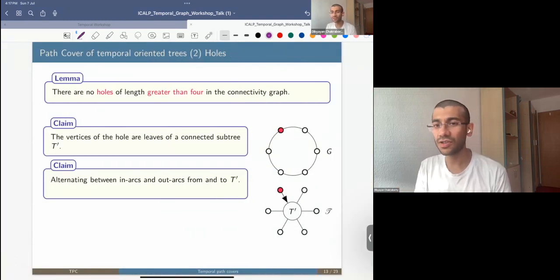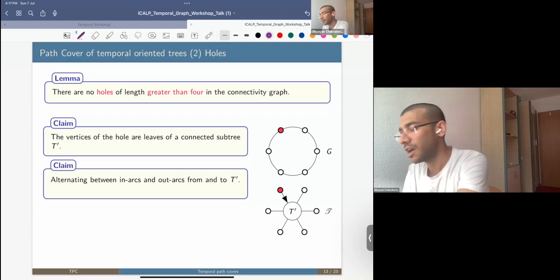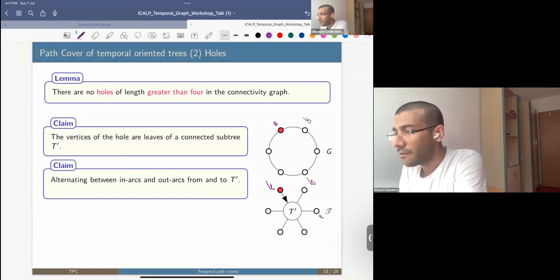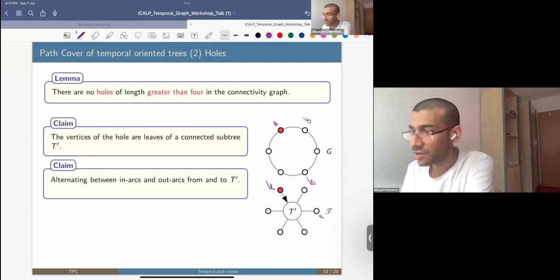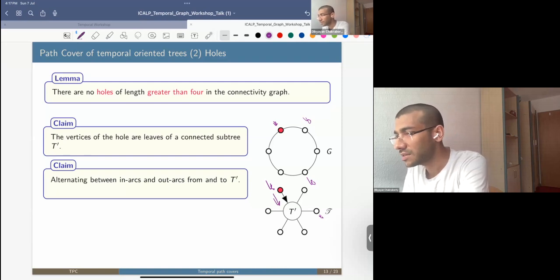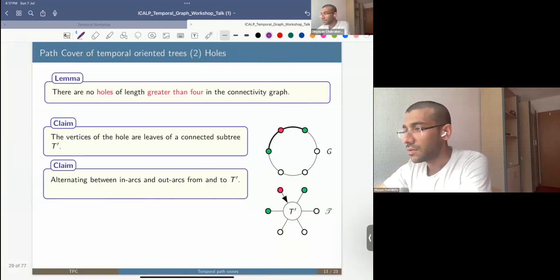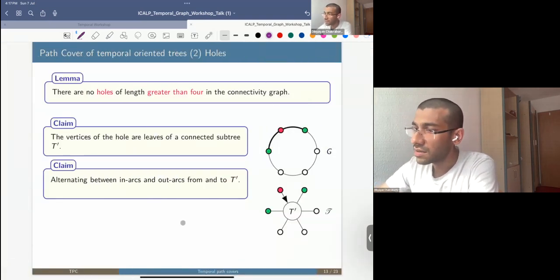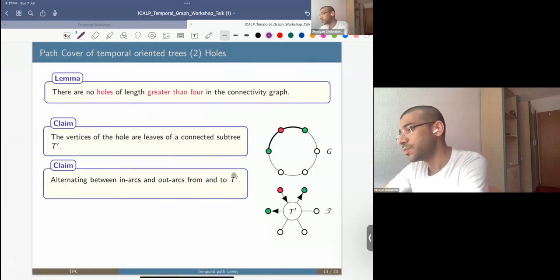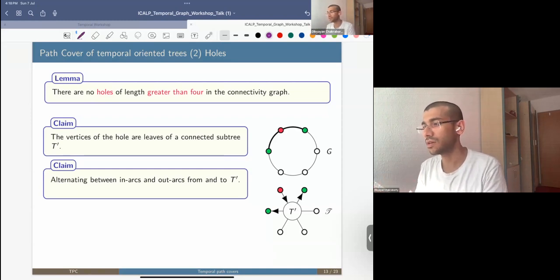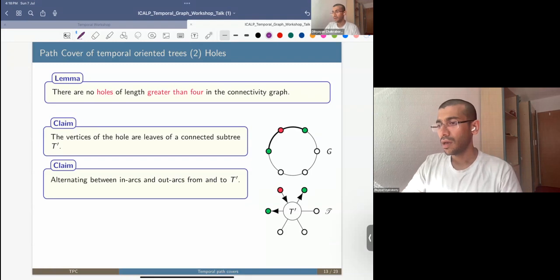Then once you show this, the next step is to show that, so all these are actually the vertices of the holes. Now, it's a temporal oriented tree. So if you have an arc going out from this red vertex, then for its neighbors, the arcs should be incoming, right? So there is an alternation between in arcs and out arcs from and to this subtree T prime.